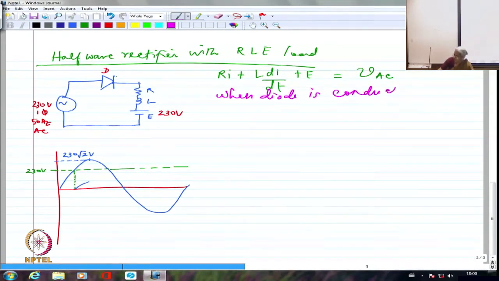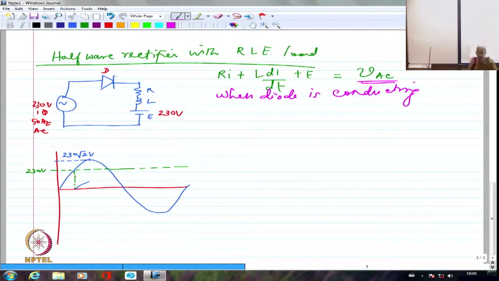Now look at the work of this VAC. It has to now take care of three things. One is the resistance drop. The second one is inductance stored energy. The third one is snubbing E, because E is not going to allow conduction very easily. It is opposing the current. So it has to take care of all these three things. Only then you are going to have any rise in the current. The rise in the current is only because inductance is storing the energy.